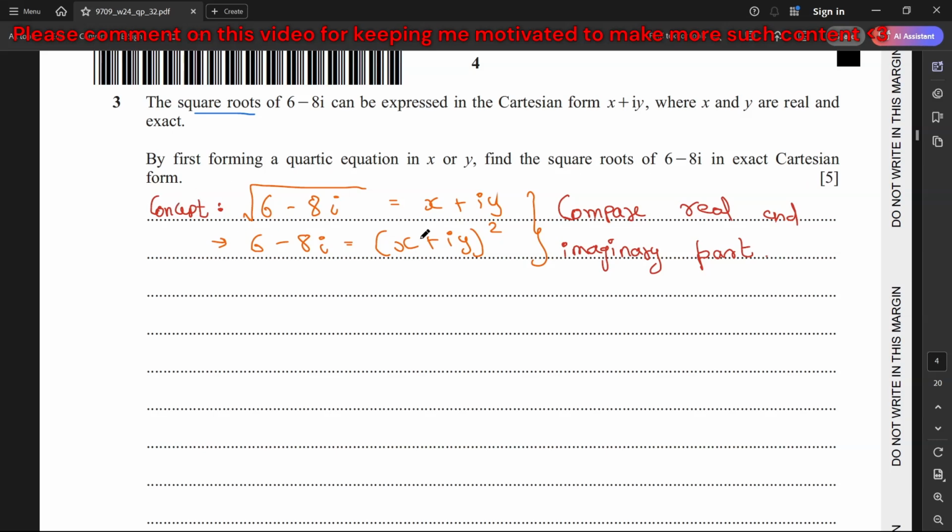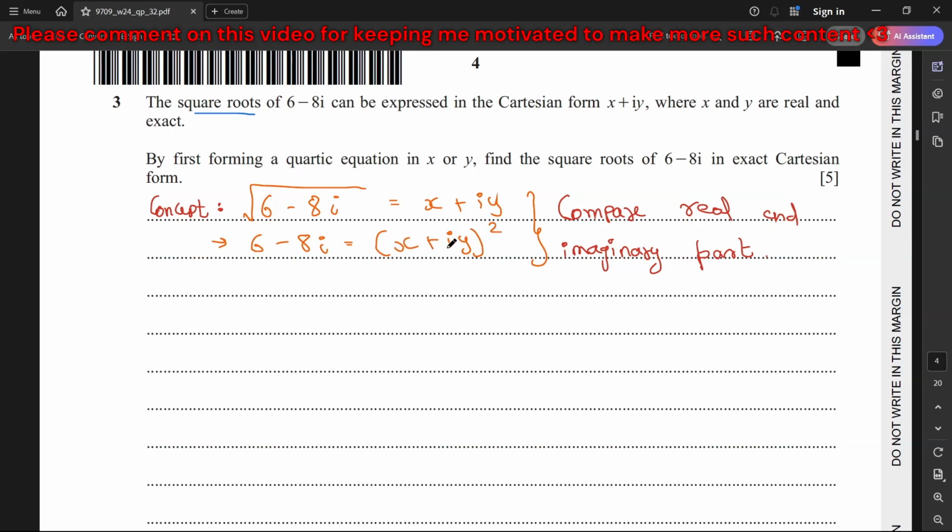So the concept that is involved over here is that, for example, if you're going to take the square root of 6 minus 8i, you know that it's going to be equal to x plus iy. So now if you take the square on both the sides, what's going to happen is, on the left side the square root is going to get rid of, and on the right hand side you're going to get x plus iy squared.